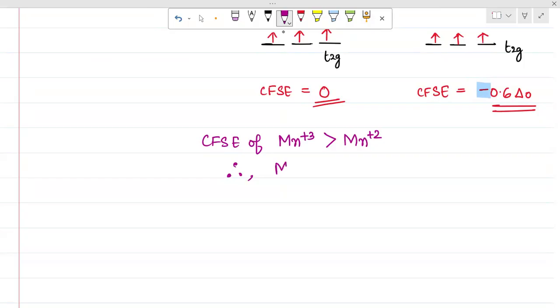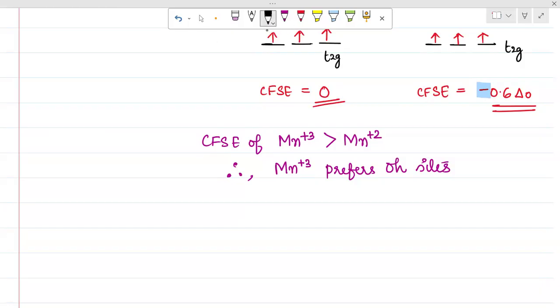Therefore, Mn+3 prefers octahedral sites. Why? Because we already know that the splitting of octahedral is higher than that of tetrahedral. This too we already know from factors affecting CFSE, splitting energy; we have already learned all these. So if you put Mn+2 in octahedral, your stabilization energy is 0. And if you put Mn+3 in octahedral geometry, your stabilization is -0.6. So it says that Mn+3 is what prefers octahedral sites over Mn+2.